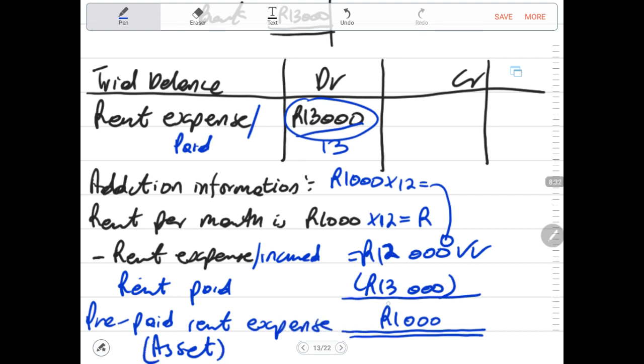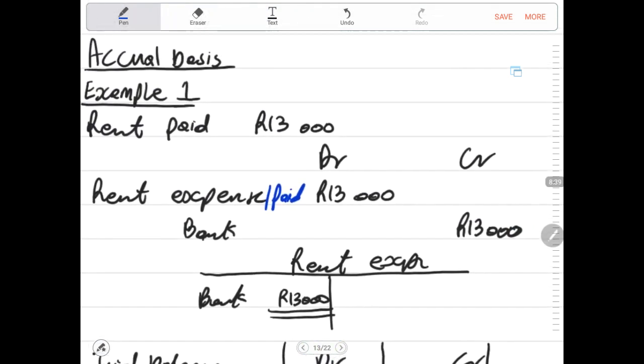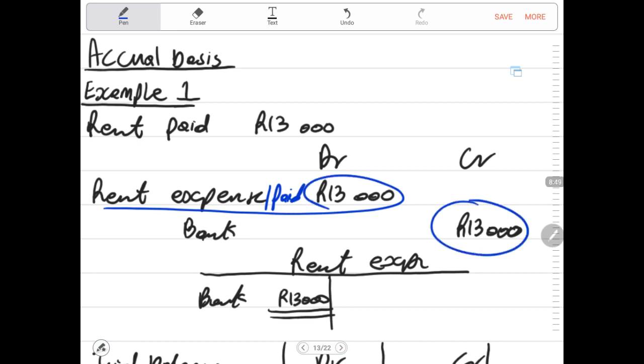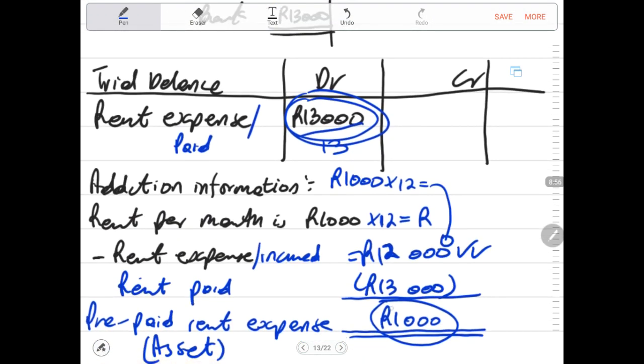So now how do we record the 1,000? Remember, the 13,000 is already recorded when cash was paid, because the payment took place. And if you remember, we said debit rent expense 13,000, credit bank when the transaction took place. So the 13,000 of the bank was recorded. But what are we focusing on now? We are focusing on this 1,000 to say that included in this 13,000 there is 1,000 that belongs to next year and not the current year.